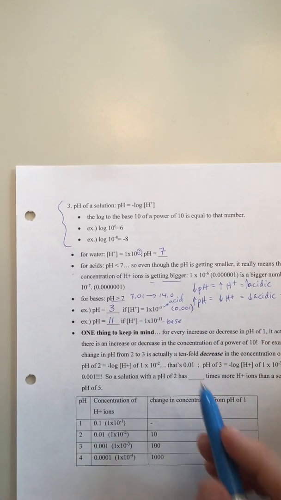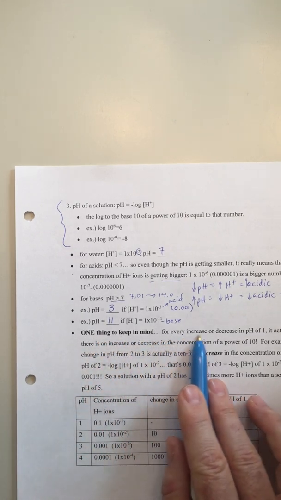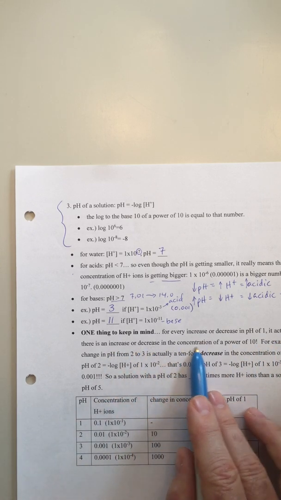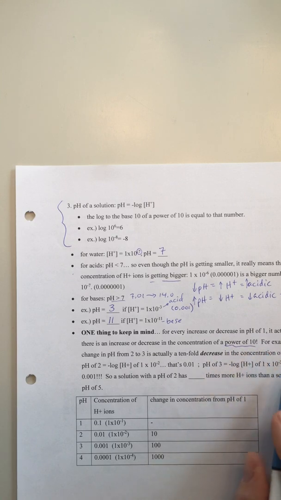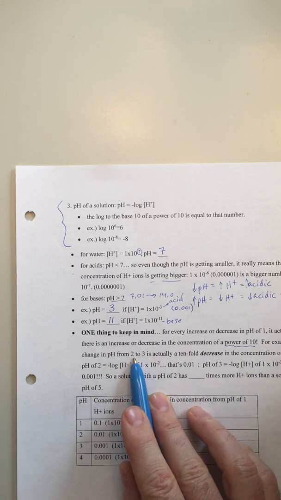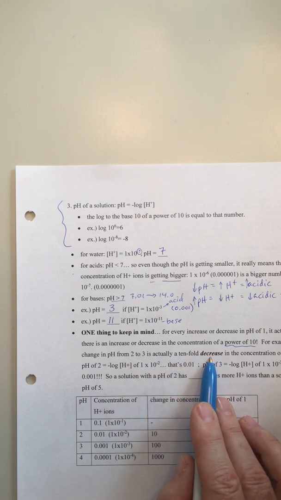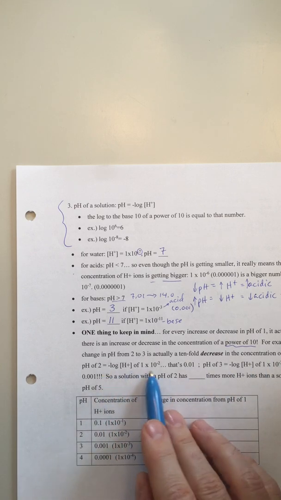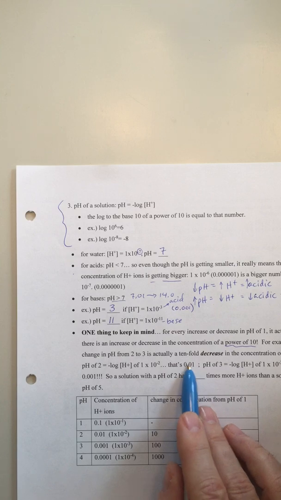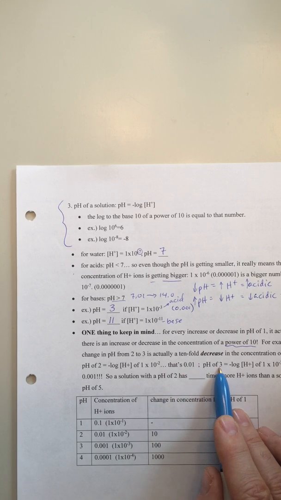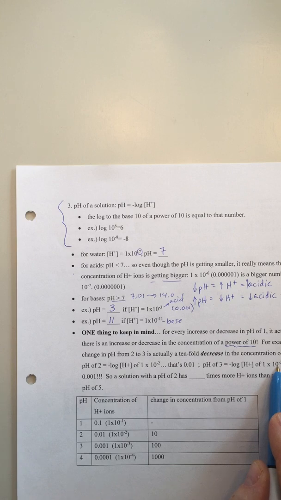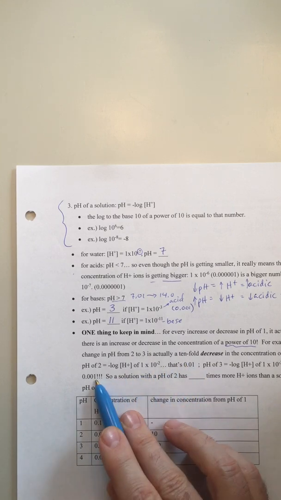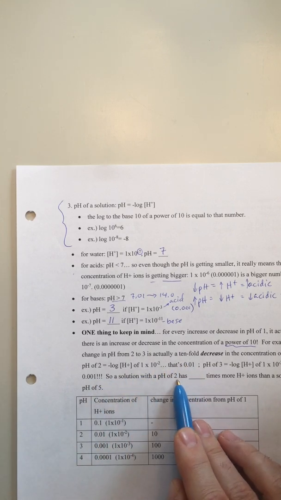Okay? And the last concept we'll look at today is one thing to keep in mind. For every increase or decrease of pH of 1, actually means there's an increase or decrease in the concentration of a power of 10. For example, a change in pH from 2 to 3 is actually a tenfold decrease in the concentration of hydrogen ions. Okay, so 1 times 10 to the negative 2, that's 0.01. And then you compared it to pH of 3, which is 1 times 10 to the negative 3, that's 0.001.